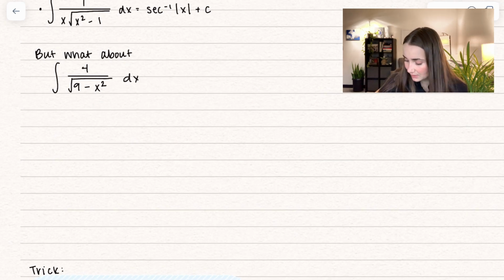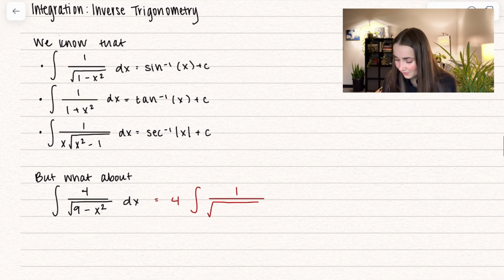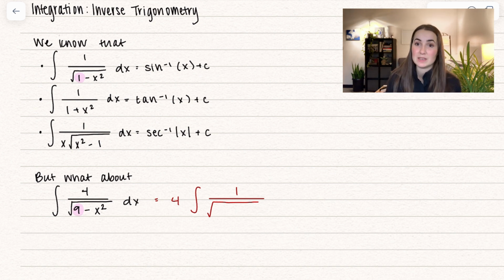Our first step is always to bring out that scalar multiple. So I'm going to bring out that 4. And now we have inside the radical 9 minus x squared. So notice this is very similar to the inverse sine of x. But in inverse sine of x, this is equal to 1. In our case, this is equal to 9. So our issue is that we need that to become a 1. So let's go ahead and talk about how we can make that happen.